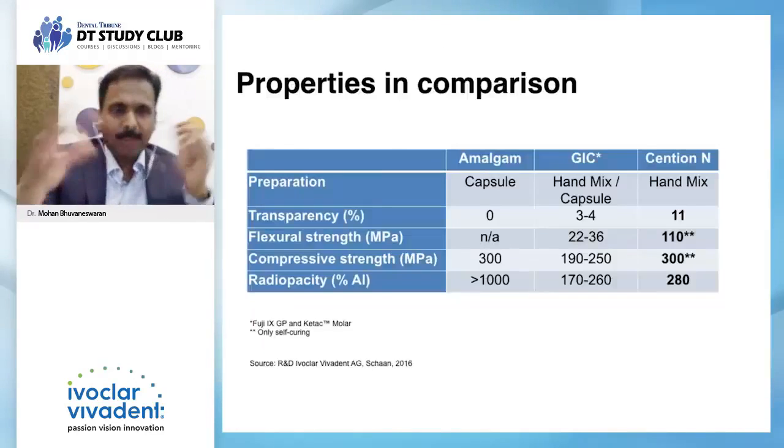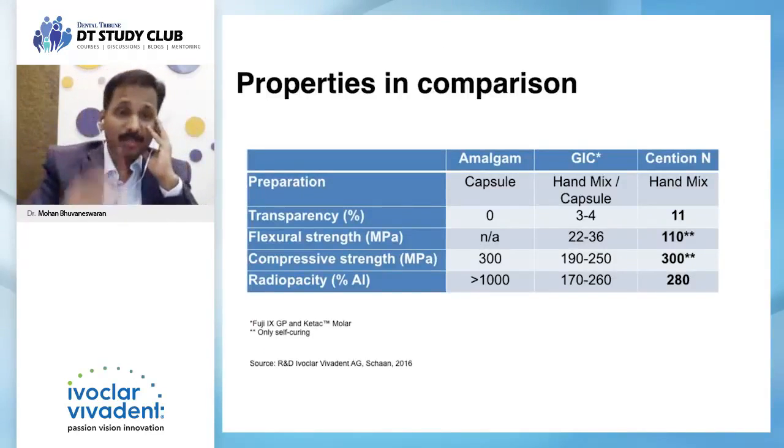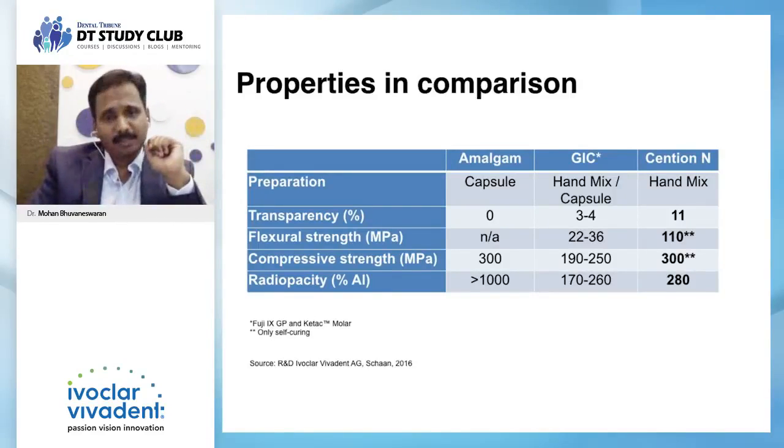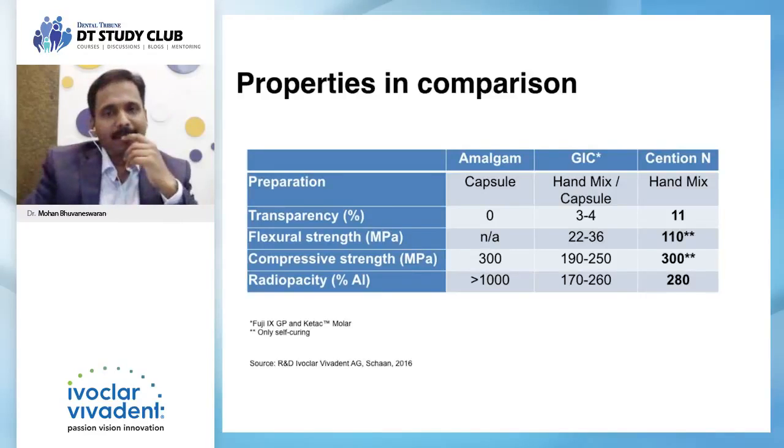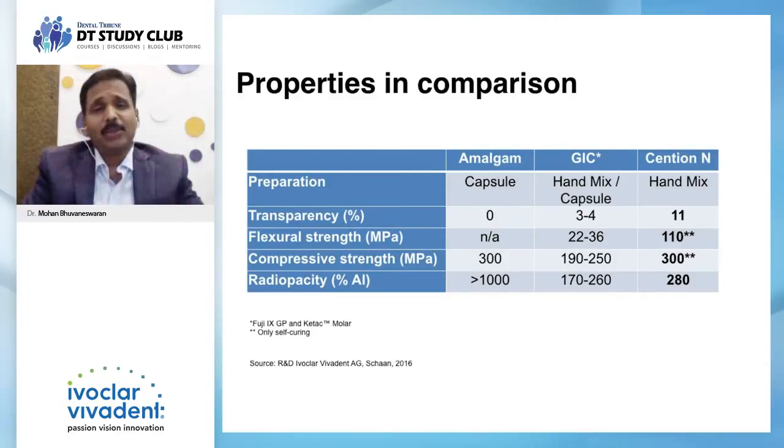Now let's compare the properties, because physical properties are primarily important since we are problem-based dentists. The forces acting on the restorations are very important. So look at amalgam. No, transparency we will not talk about. We're not talking about high-end aesthetics. Coming on to flexural strength, in amalgam it's not applicable because the tensile strength is very low. Whereas in GIC, it's 22. We don't even have to talk about it. In Cention, it is 110.